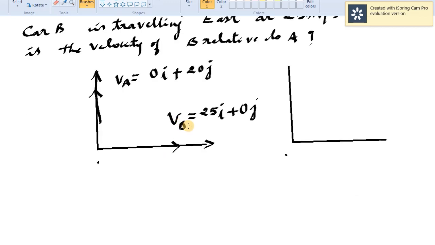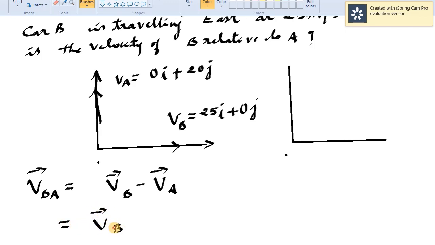As we know, the relative velocity of B with respect to A is defined as velocity of B minus velocity of A. This can be written as velocity of B plus the negative of velocity of A. So, over here, velocity of B is this, and the negative of velocity of A is in this direction. It has the same magnitude as velocity of A, only the direction changes.